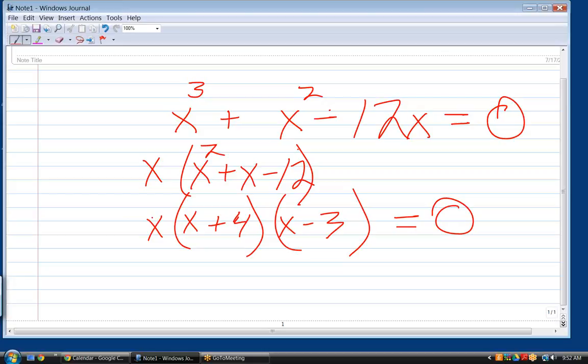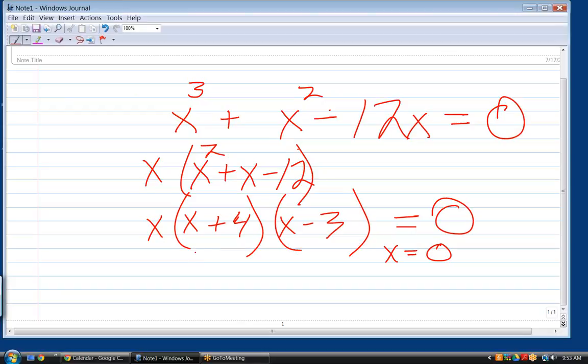Remember, I've got three things being multiplied together that are equal to 0. So the way you solve it is you set each of the three things to 0 and solve it. So, first solution's pretty obvious. X could be 0. Right? If you go back up here, you plug in 0 for x, you notice you get 0 plus 0 minus 0. That does indeed equal 0.